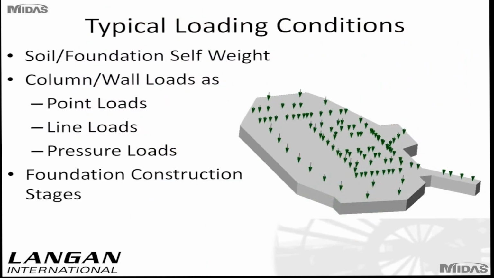Typical loading conditions: you would model the self-weight of the soil and the foundation, the raft. You would model column and wall loads as either point loads, like for example what we have done here for this raft, or line loads or pressure loads to simulate the loads coming from the tower. And you would also again simulate the construction stages for the foundation. Especially if you have an excavation, you would need to take into account all the weight of the soil that's being removed.